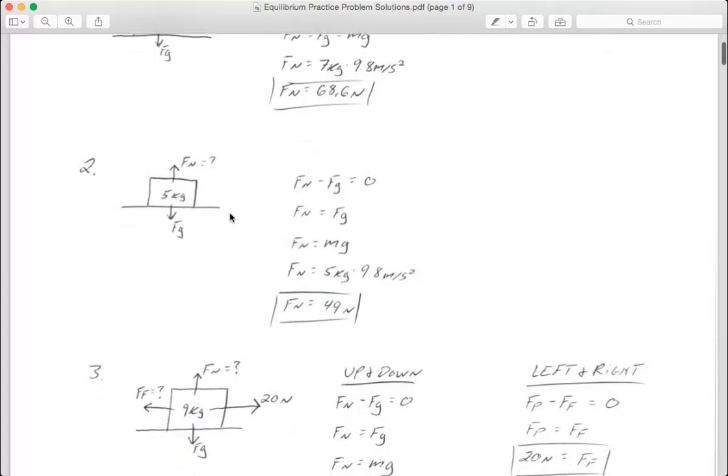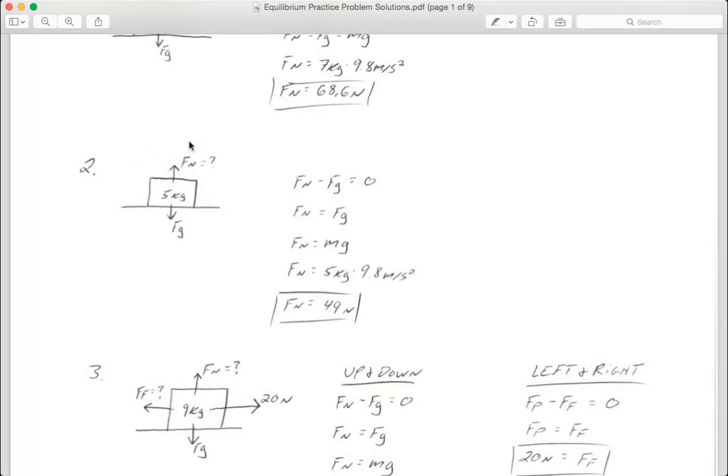Moving on to number 2. This object is moving at a constant speed to the right, I believe, and we're still trying to find the normal force. Just because it's moving to the right or to the left does not mean there's a force acting on it. Think if you go bowling. Once you've already rolled the ball, it continues to move even though you're not pushing it.